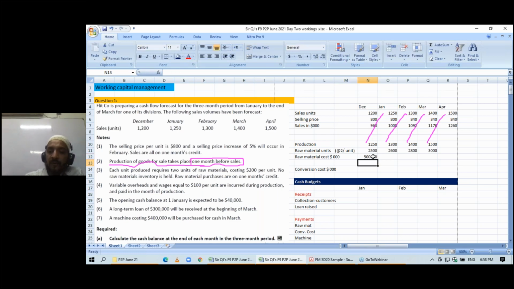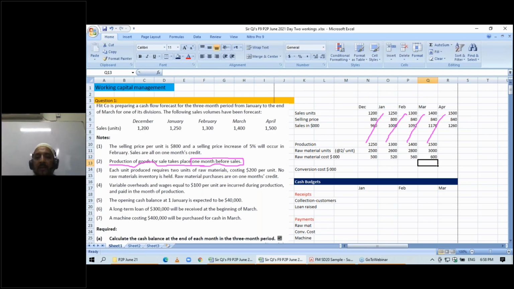This gives you 500,000, and I am taking it in thousands. So 500 will become 500,000. Then 520,000 in January. In February, 2800 into 200 makes 560,000, and in March, 3000 into 200 makes 600,000. So this is the cost of production.